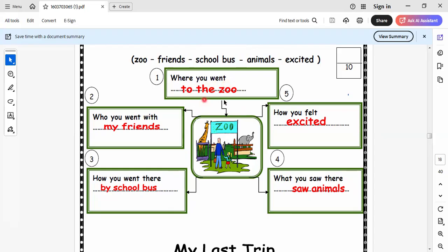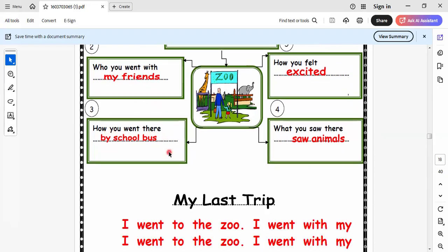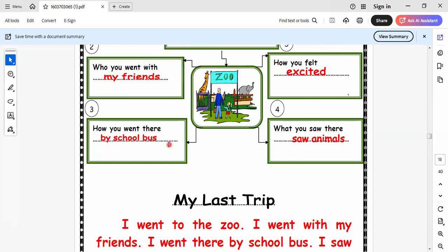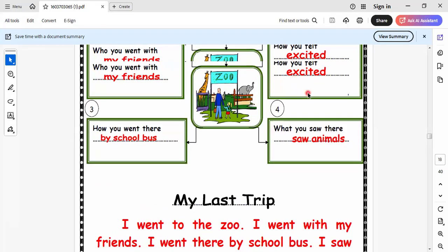Where you went? To the zoo. Who you went with? So I ask about the persons that went with you. So who asks about what? About a subject person. My friends. How you went there? So I asked about the way we take to go to the zoo: by school bus. What you saw there? Animals. How you felt? So I asked about your emotions. I felt excited.